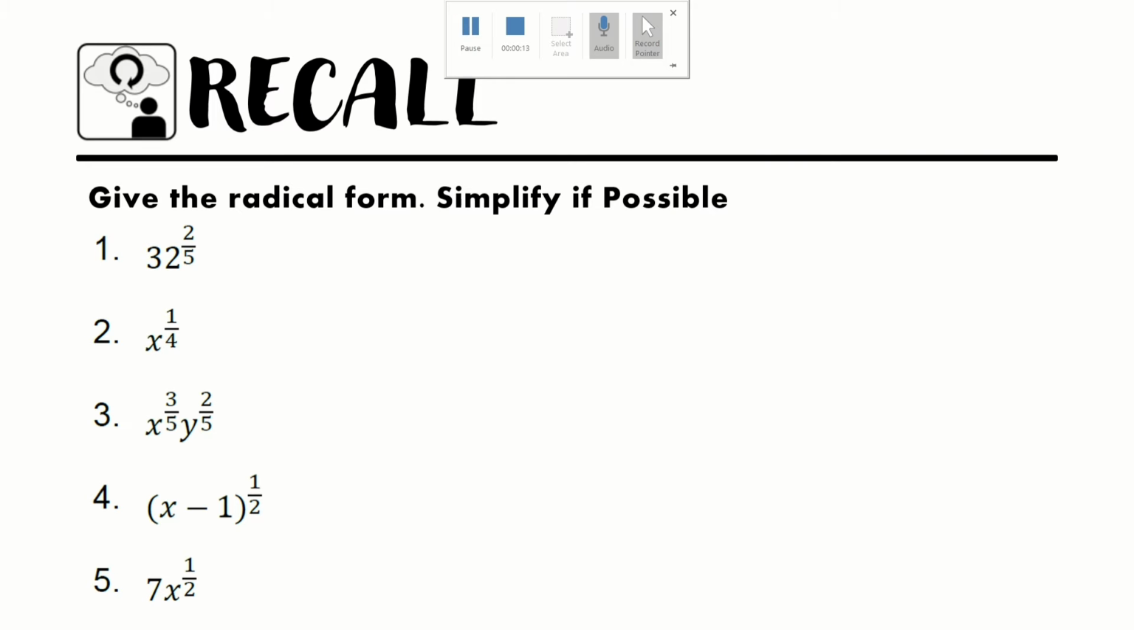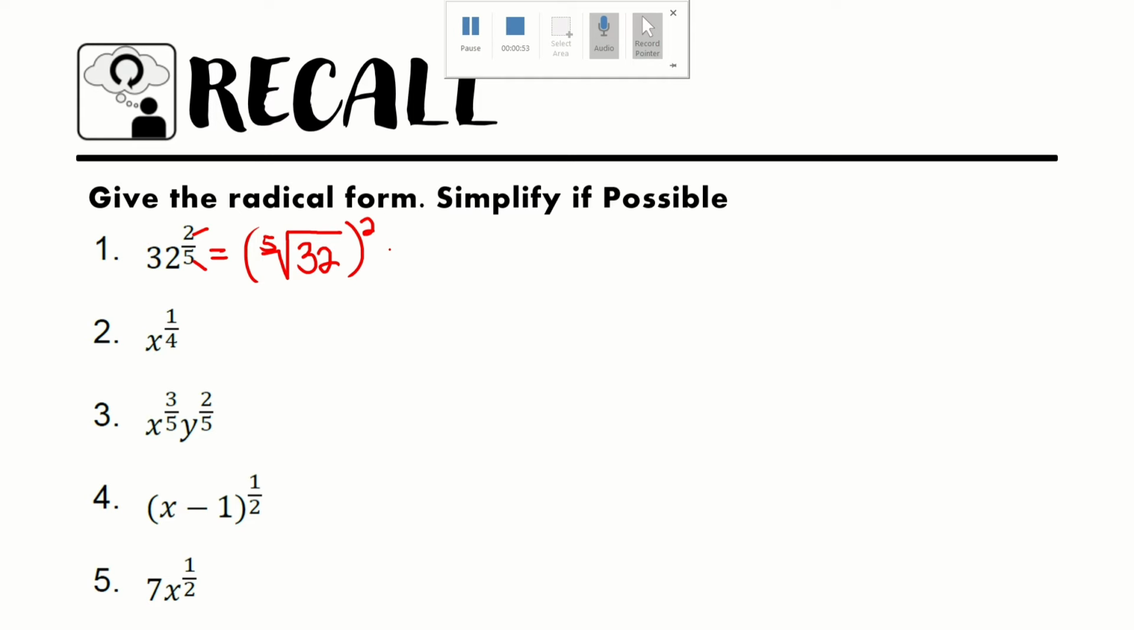For example, number 1, we have 32 raised to 2 over 5. We can transform this to radical form by first copying the base and placing it inside the radical sign. So that is 32. Next, we copy the numerator part of the fractional exponent and use it as the power, and the denominator part will serve as the index, or the degree of the radical. So our answer now is the fifth root of 32 raised to the second power.